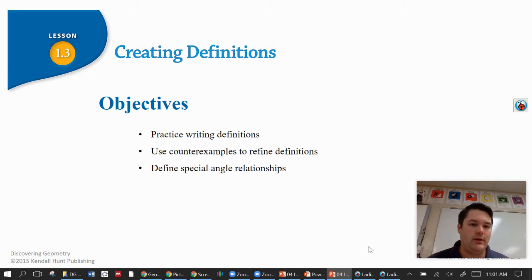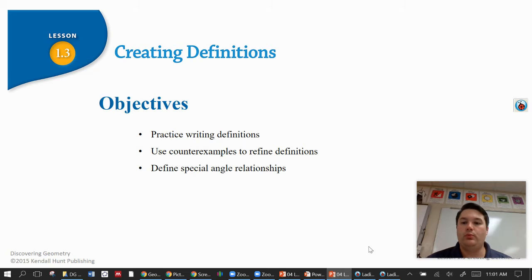So our objectives today are going to be to practice writing definitions and then using what are called counterexamples to help us make those definitions even better. And today we're going to happen to focus on angles as some of our definitions. We talked about angles in section 1.3, which you watched those videos on Monday.